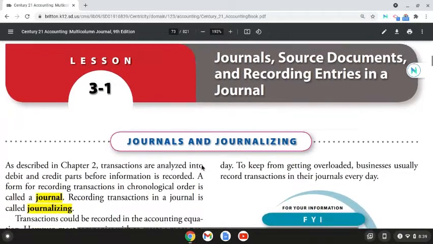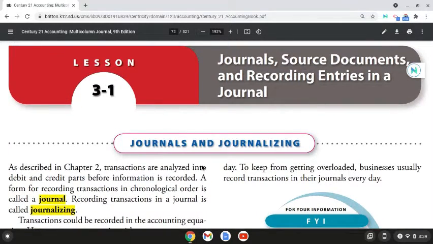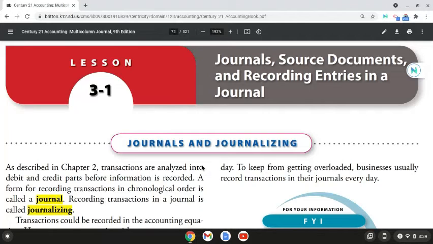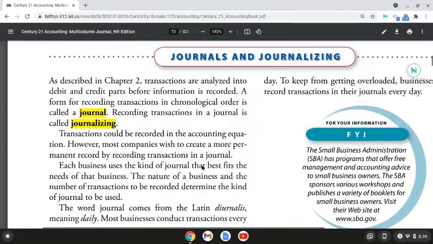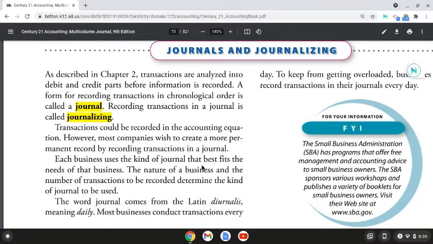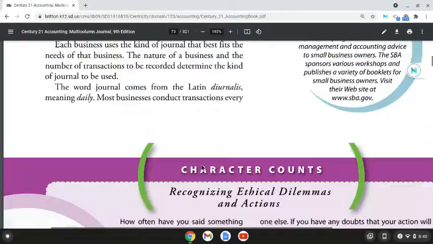Okay, so in this first lesson, we'll be talking about journals, source documents, and recording entries in a journal. And in this first part, we'll be talking about journals and journalizing. So a journal is a form for recording transactions in chronological order, and journalizing is recording transactions in a journal.